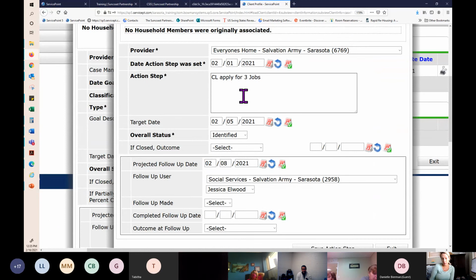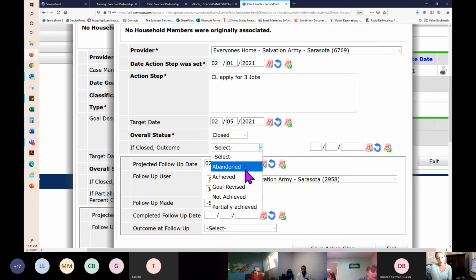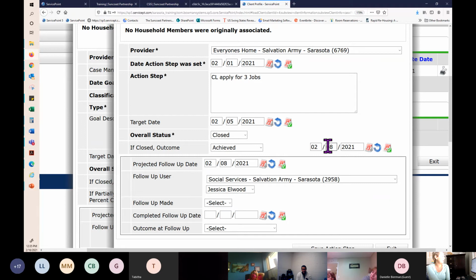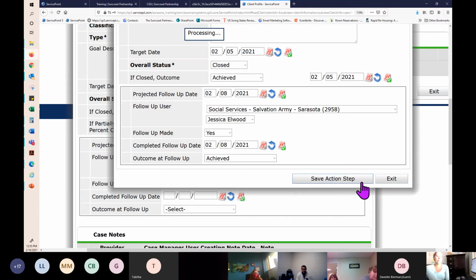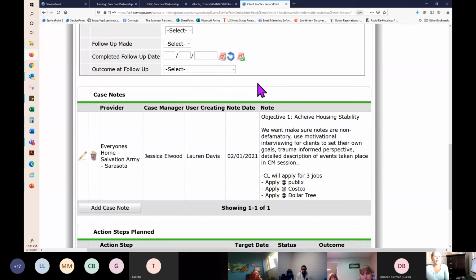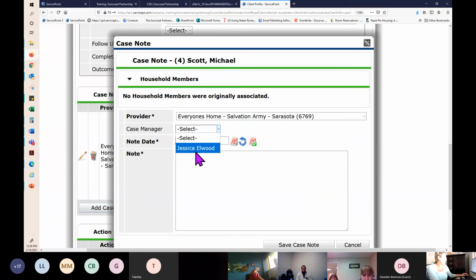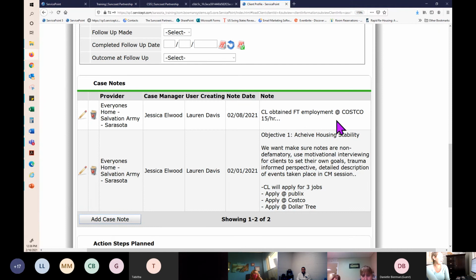Oh yeah, we asked the client to apply for 3 jobs. Did the client do this? We'll say yes, and that he achieved this goal. He did it on the 5th. We made our follow-up on the 8th, and the client achieved it. We're going to save this action step. We're going to add a new client note and say that the client obtained full-time employment at Costco, $15 an hour. You would, of course, have more information, but in the interest of time, I'm going to save this case note and show you guys how to reflect that increase of income.